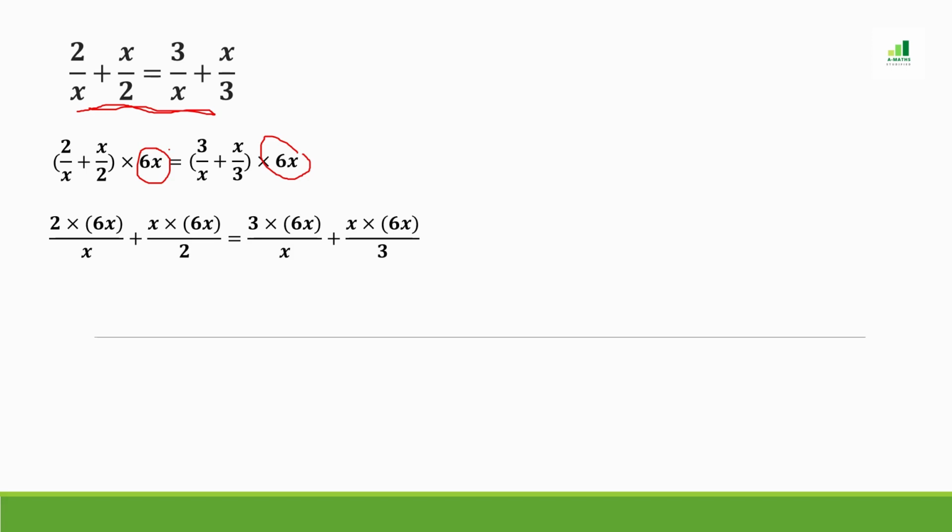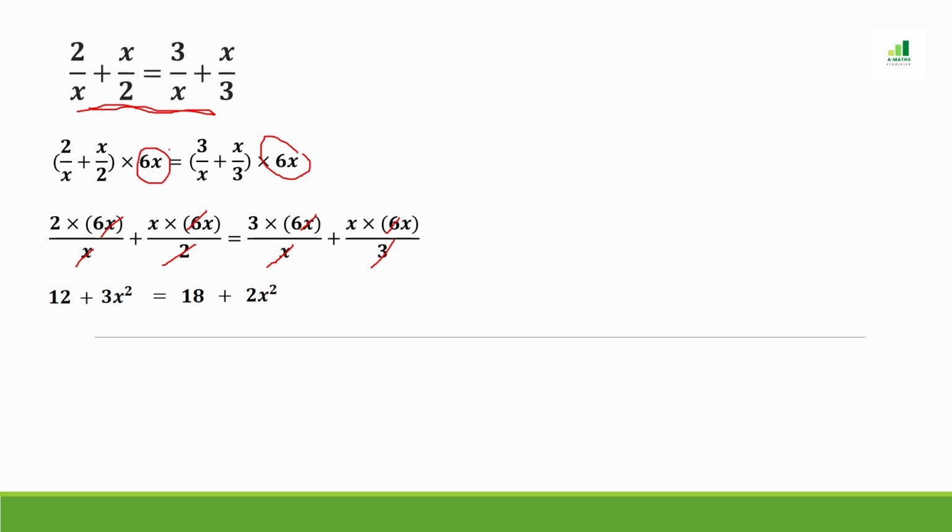Simply this: x cancels out and 12 will be the remainder. Plus sign, then 2 1s are 2, 2 3s are 6, so 3x² will be the remainder. Equal, x and x cancel out and 18 is here. Plus 3 1s are 3 and 3 2s are 6, so 2x² will be the remainder. Now after multiplying, we will get this equation and now simplify the equation.